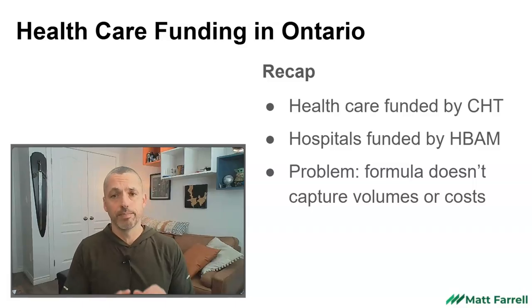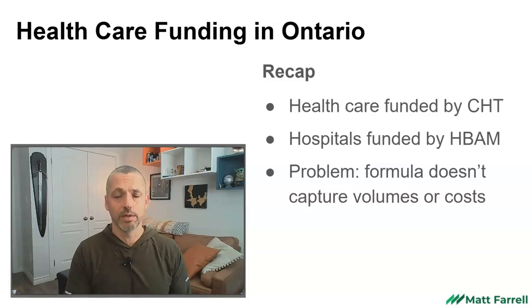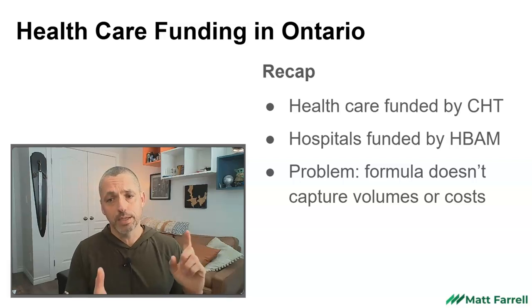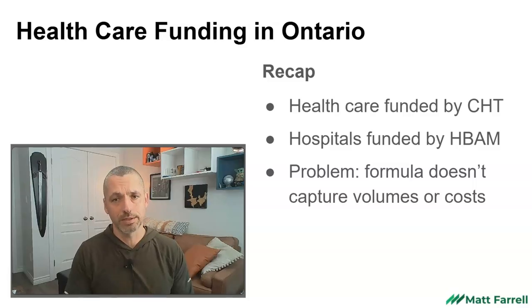So just to recap, in Ontario, our healthcare system is funded largely from the Canadian Health Transfer from the federal government. From there, the province allocates money to hospitals based on a health-based allocation model. Big challenges with that, because the formula doesn't accurately capture volumes or costs, leaving hospitals underfunded.